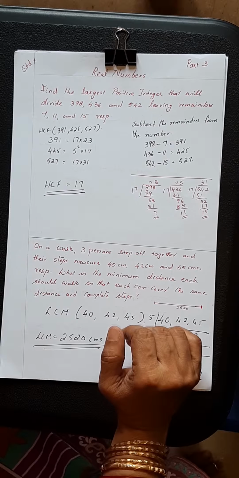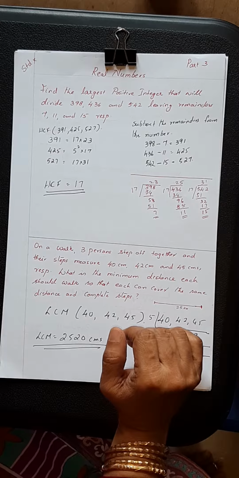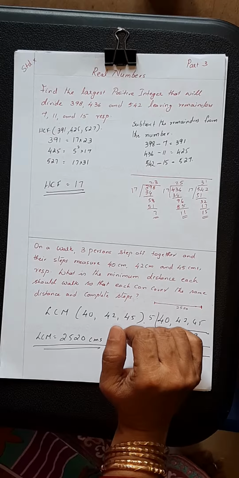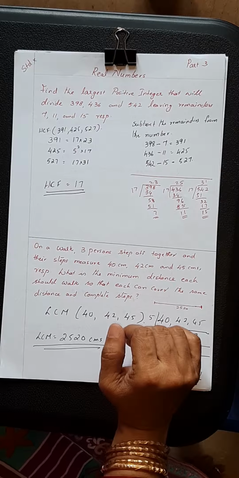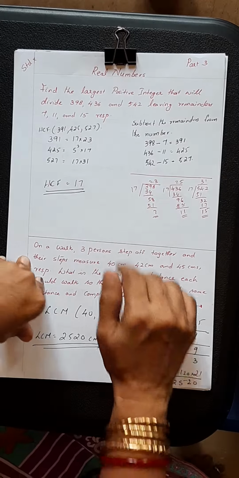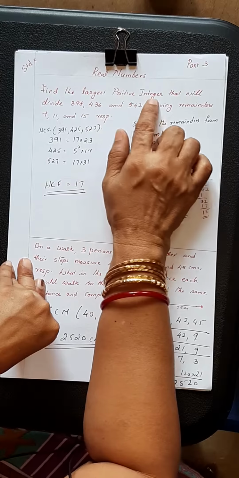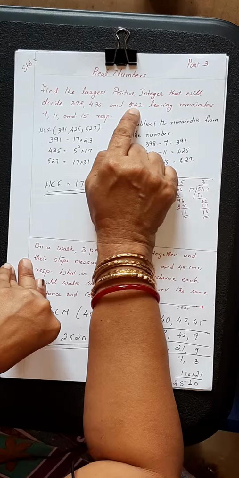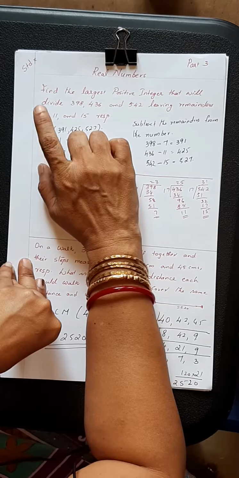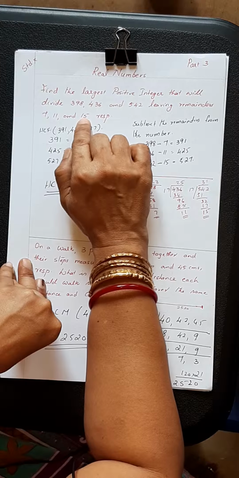In these types of problems, first we have to identify whether to find HCF or LCM. So I will just give you a small trick on how you can identify that. Find the largest positive integer that will divide 398, 436 and 542, leaving remainders 7, 11 and 15 respectively.